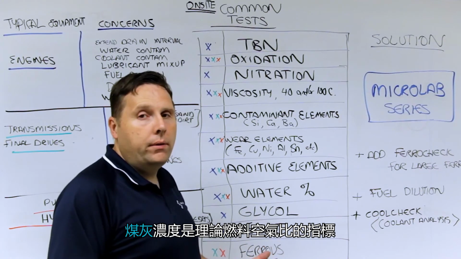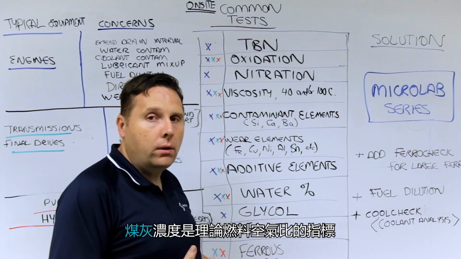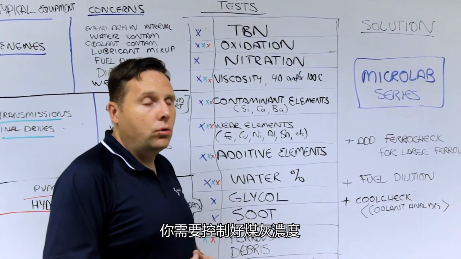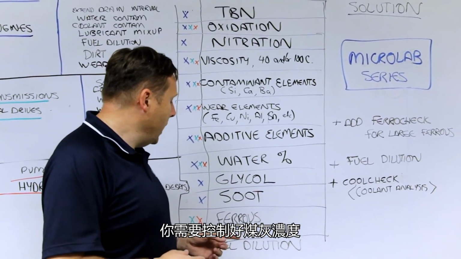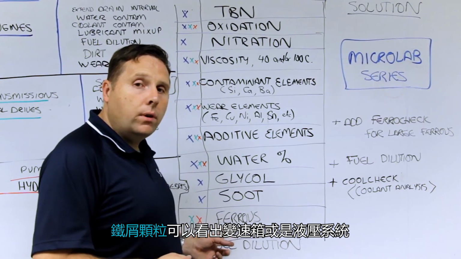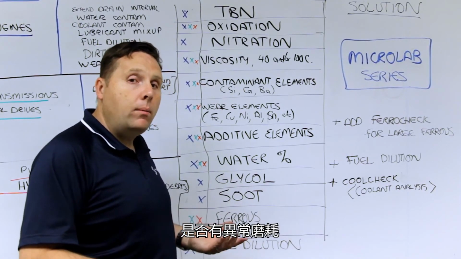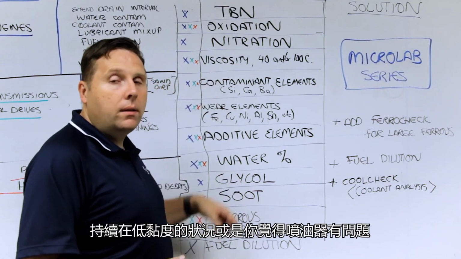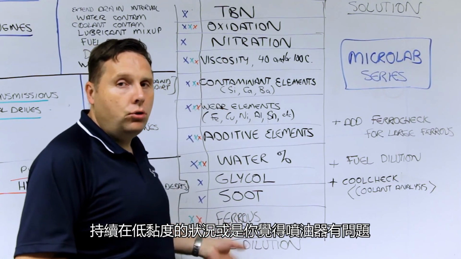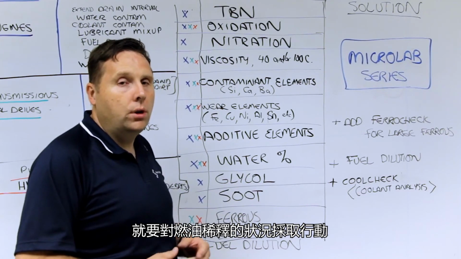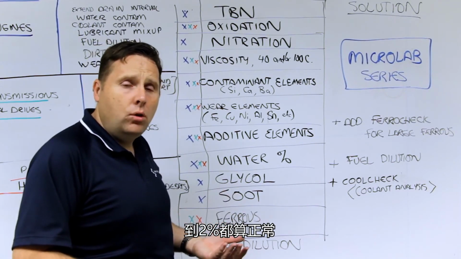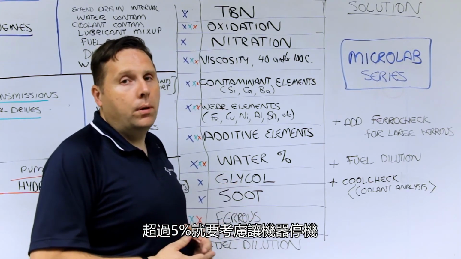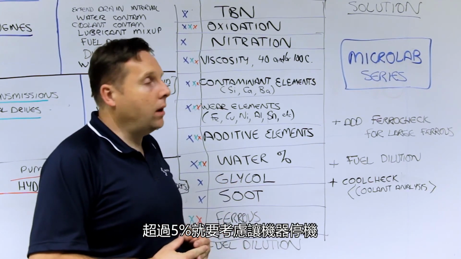Soot content, obviously that's an indication of your fuel-air stoichiometric ratios as well as your air filter. You need to be able to keep the soot under control. Ferrous debris for your transmission and for hydraulic systems indicates when there's abnormal wear. And finally, fuel dilution: if you see lower viscosity and you've got an injector issue, you want to get a direct measure on the fuel dilution. Up to 2% is considered to be normal. From 2 to 4% is a concern. Above 5%, you've got a potential concern where you need to take the machine offline.